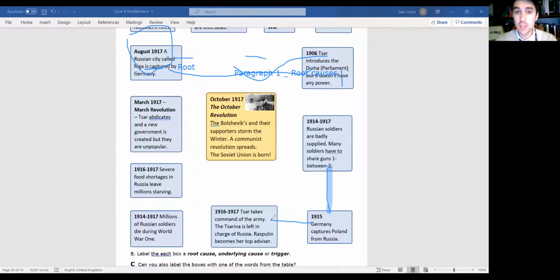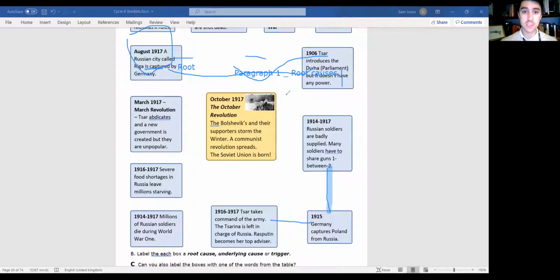The nobles turn against him because they're like, what are you playing at? We should be in charge. Not this strange mystic man from Siberia who you and your wife have come to rely on. And now you leave your wife alone with him. Suspicious. So that turns the nobles against him.